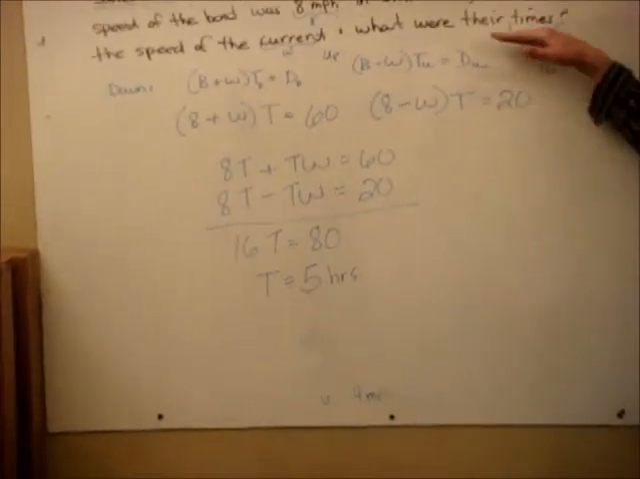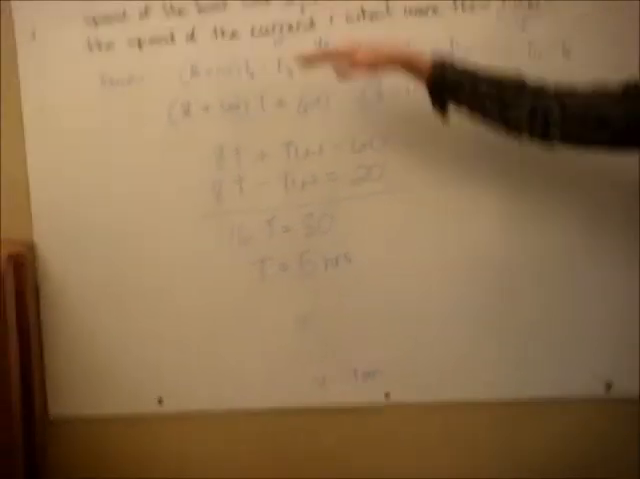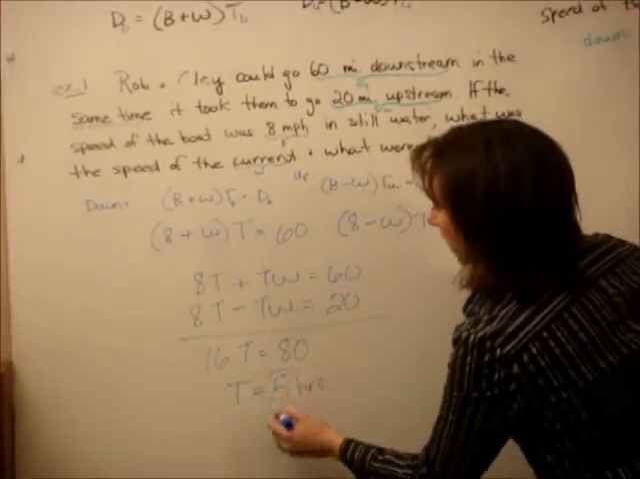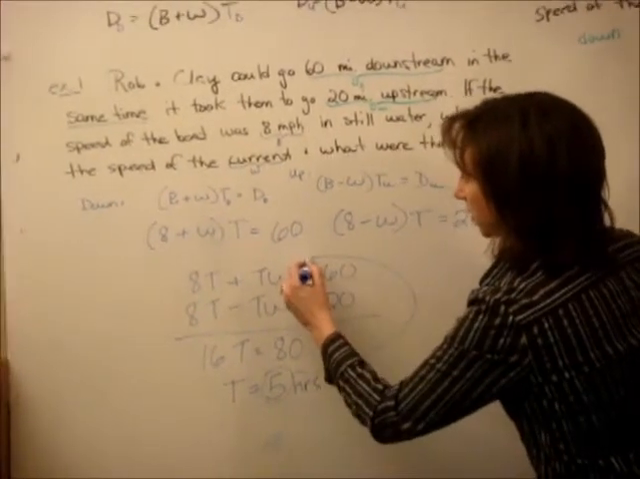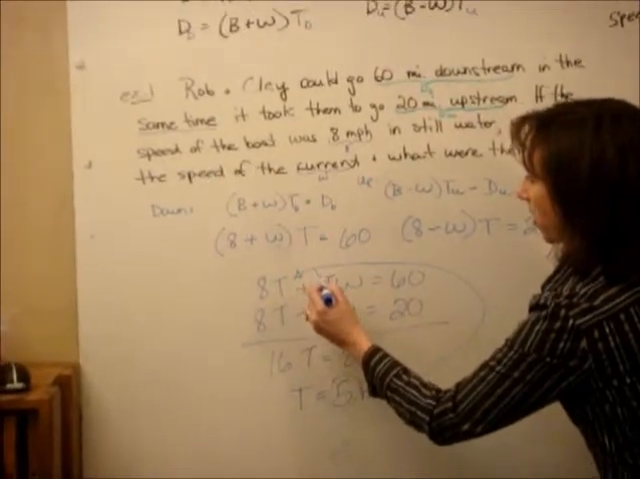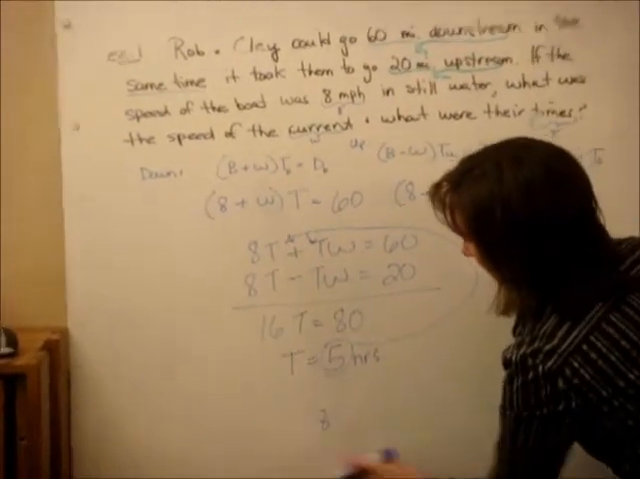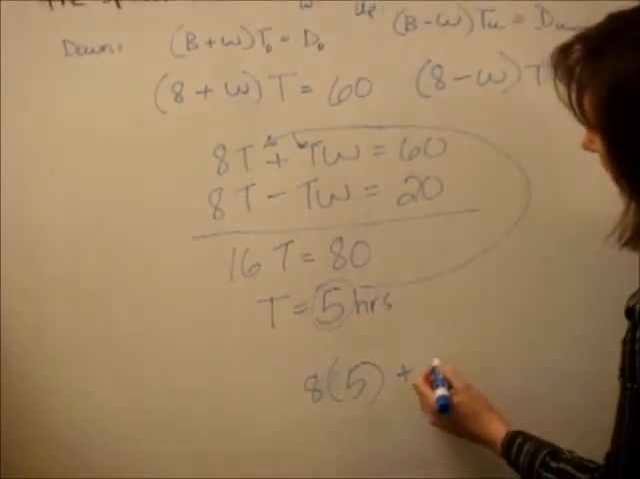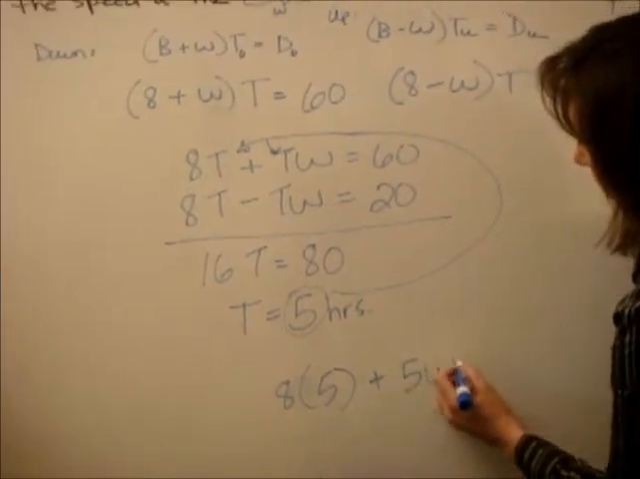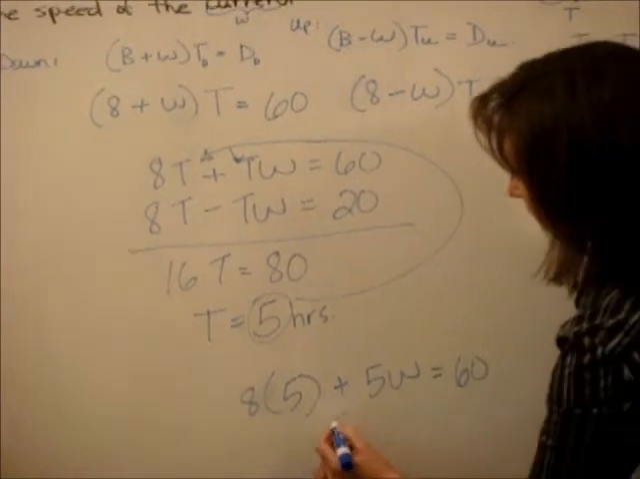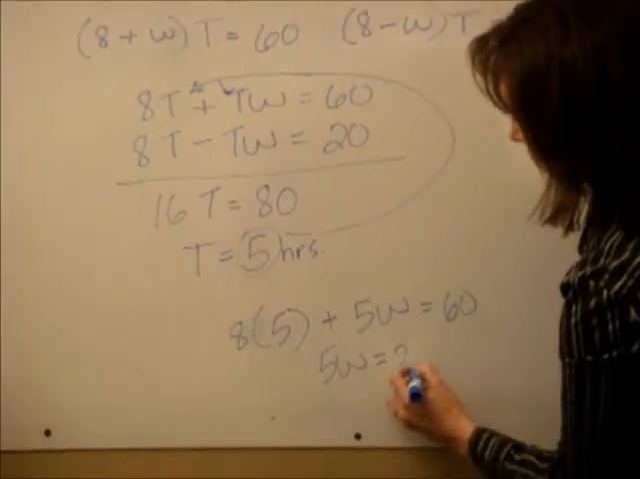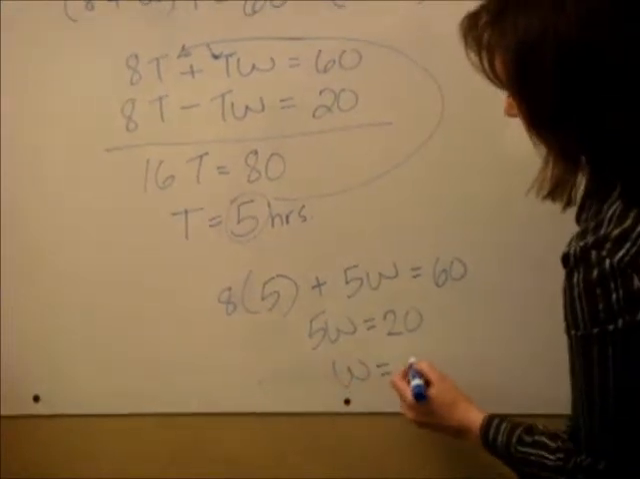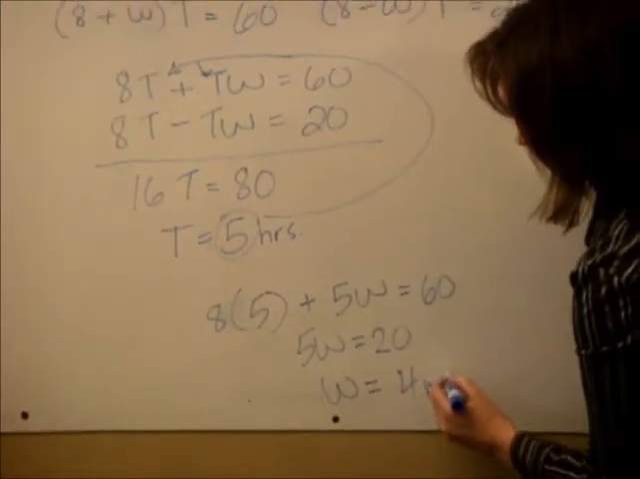Once you get the time, then we can go back and find the current. They're the two things that we're looking for. So we're just going to put our 5 in up here where the T is, in both places. So we get 8 times 5 plus 5 times W equals 60. And we get 5W equals 20, if I subtract the 40 from the 60. And the water speed is 4 miles per hour.